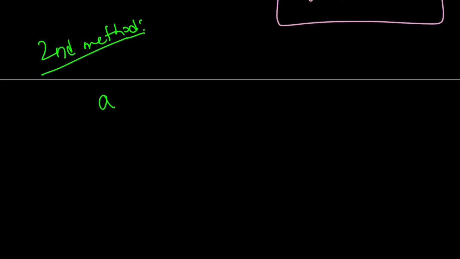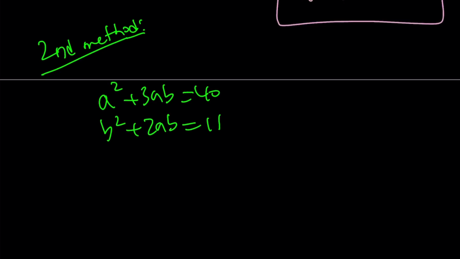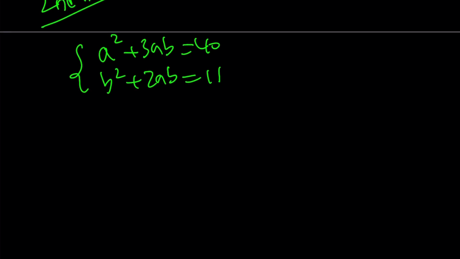So let me rewrite my equations. I have this system. I want to get rid of the constants, 40 and 11. Can I do that? Absolutely. Because 40 times 11 is the same as 11 times 40. So let's go ahead and multiply the first equation by 11.